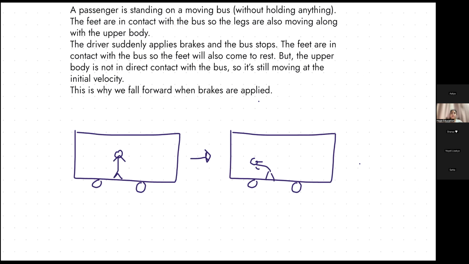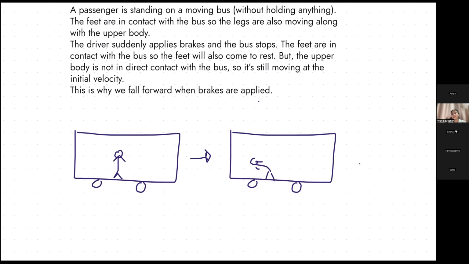මෙතන මොකද වෙන්නේ? The same thing. Your upper body behaves in one way, your feet or your lower body behaves in another way. In this particular case too, your lower body is in contact with the bus.